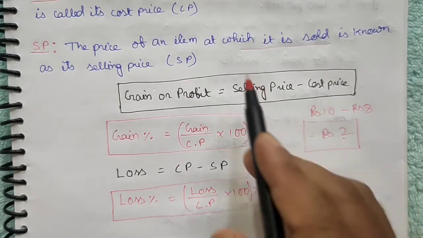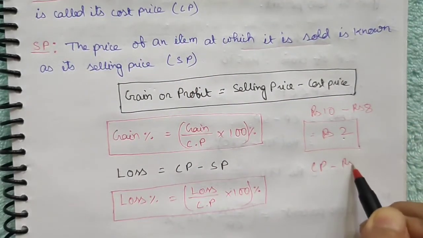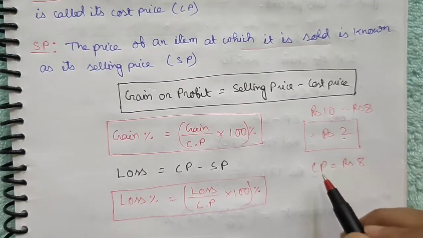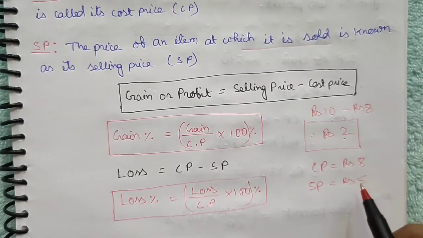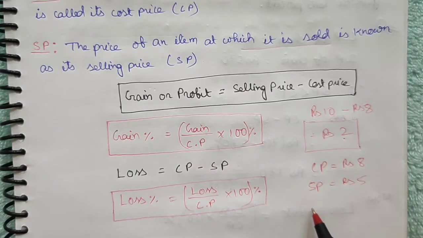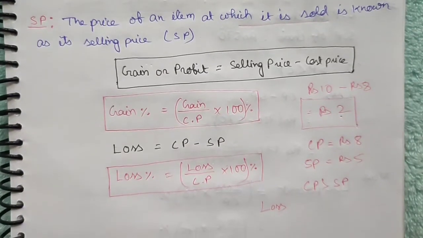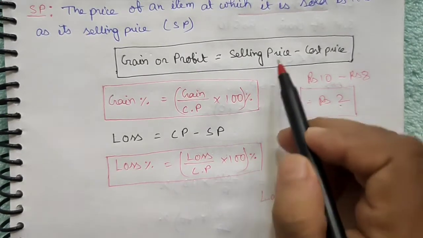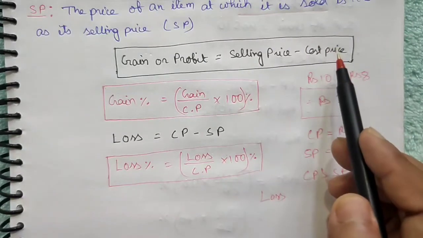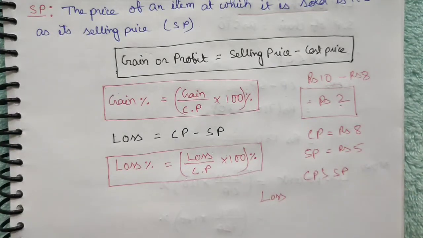Suppose I have bought this pen for rupees 8; that is the cost price. Now if I sell this pen for rupees 5, then CP is greater than SP, and at that time we have a loss. When CP is greater than SP, we have a loss, and when SP is greater than CP, we have a profit. I hope you have understood when we have a loss and when we have a profit.